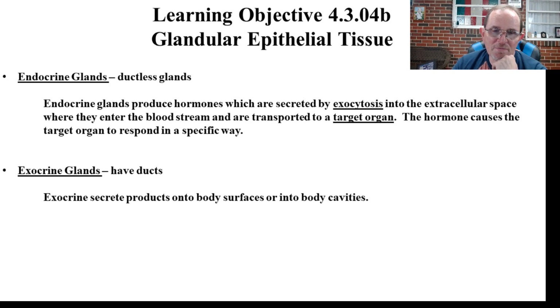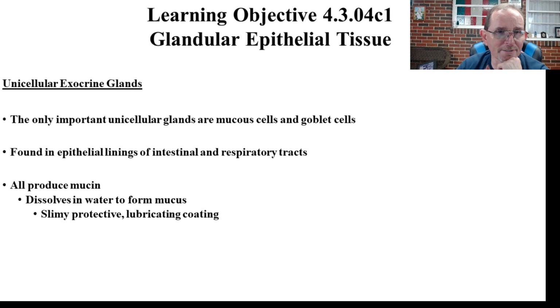And of course, we've already talked about the exocrine glands onto body surfaces, the sweat glands, or into body cavities, or into places. All the enzymes that the pancreas makes to help us digest our food are exocrine. We'll talk about that in AMP2 as well, so it's not here.